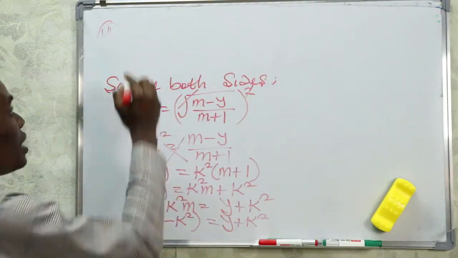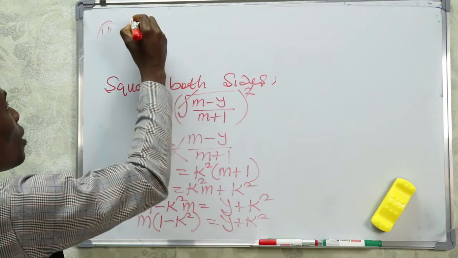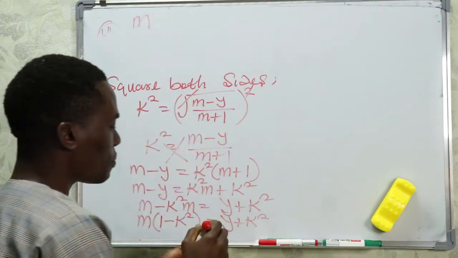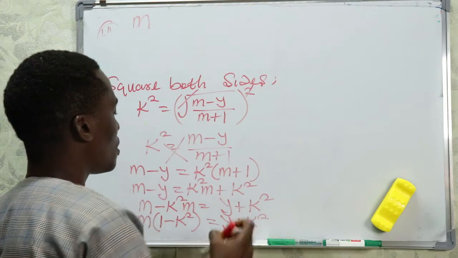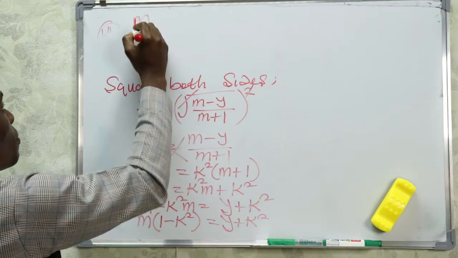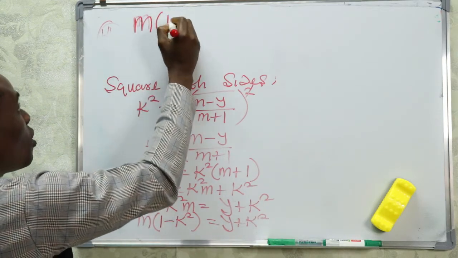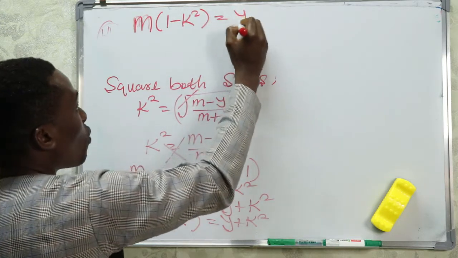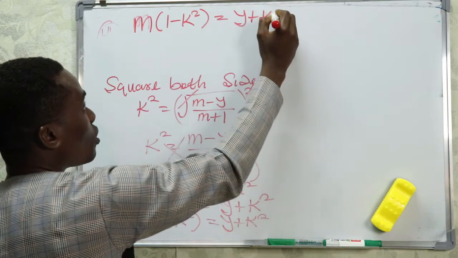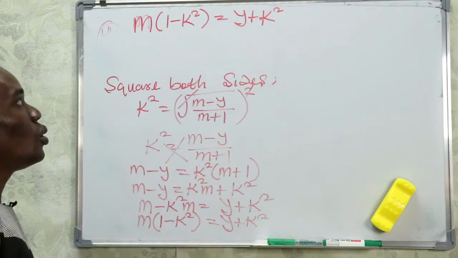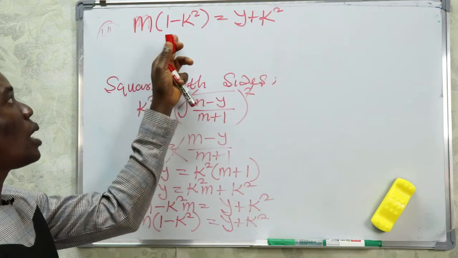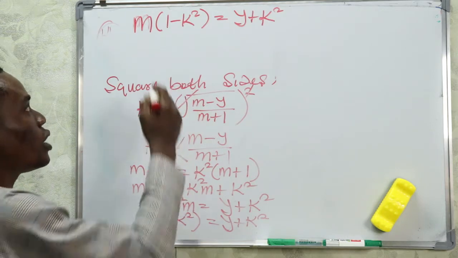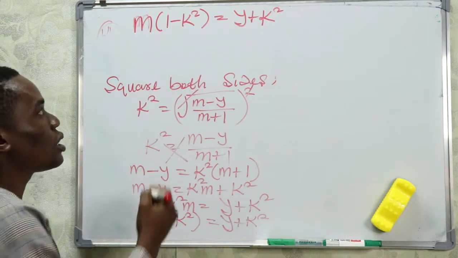We now have our m into bracket 1 minus k squared equal to y plus k squared. So we need to divide both sides by 1 minus k squared, so as to make m the subject of formula.